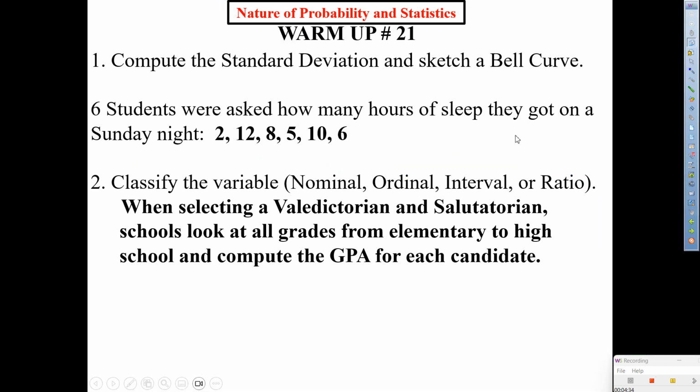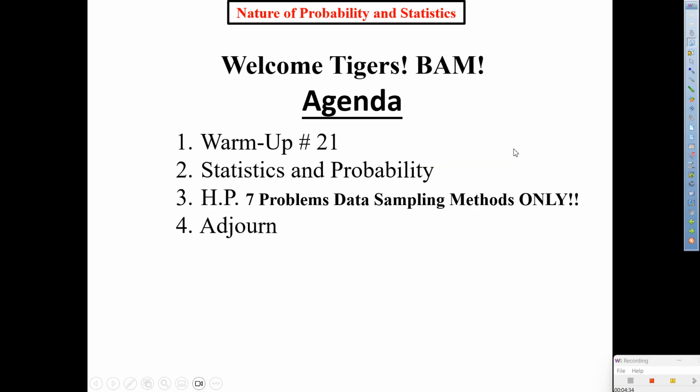All right, copy the agenda, please. Warm-up number 21, statistics and probability. We're still in the middle of properly introducing all the main concepts before we move on. And tonight's home play, only 7 problems for data sampling methods.